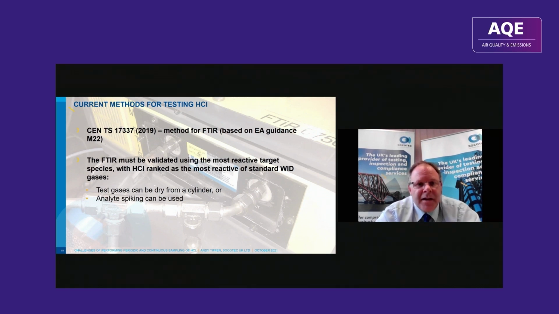Currently, if we're using an FTIR since 2019, we'll be following European method 17337. And that method says that the analyzer sample system in particular has to be validated against the most reactive of the species that you're looking for, which obviously if HCl is a target species, that is going to be the most reactive. The standard says that test gases can either be derived from a cylinder. It does allow for the use of wet vapor generation systems, but it also allows for the use of analyte spiking.